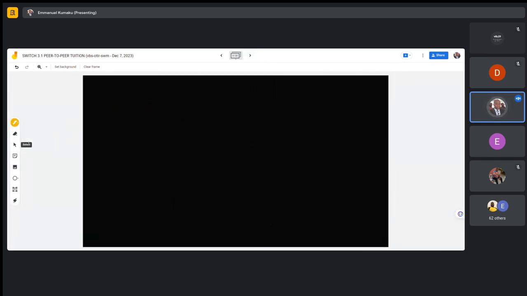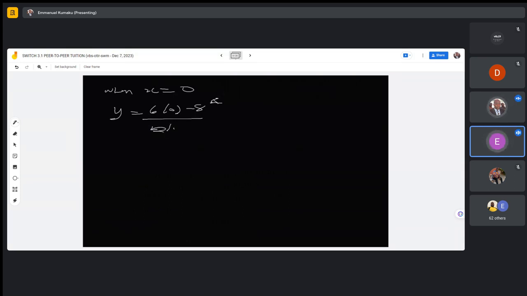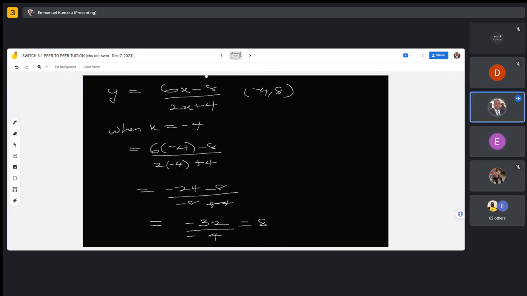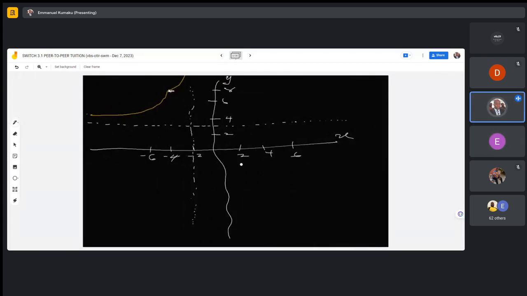So when x is equal to 0, we have y is equal to 6 multiplying 0 minus 8 over 2 multiplying 0 plus 4. So the top becomes negative 8 over 4, and this will give us negative 2. So the coordinate is (0, negative 2). Let's look at where that one will lie. (0, negative 2) will be somewhere here.